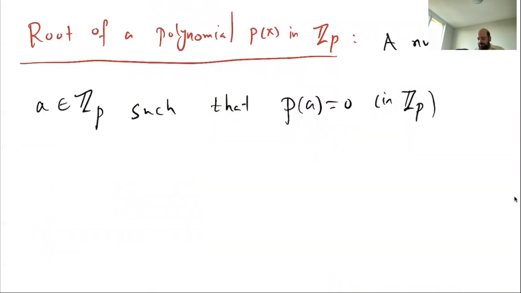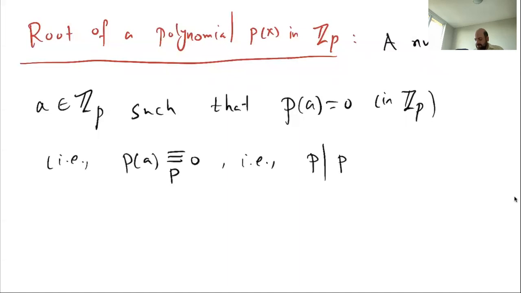Okay, so a root of a polynomial is a number A in Zp such that P of A equals 0 in Zp. And what's the meaning of P of A equals 0 in Zp, i.e. P of A is congruent to 0 mod p. That's another way to say P of A equals 0. And another way to say this is p divides the difference between P of A and 0, which means p divides P of A minus 0, which means p divides P of A.